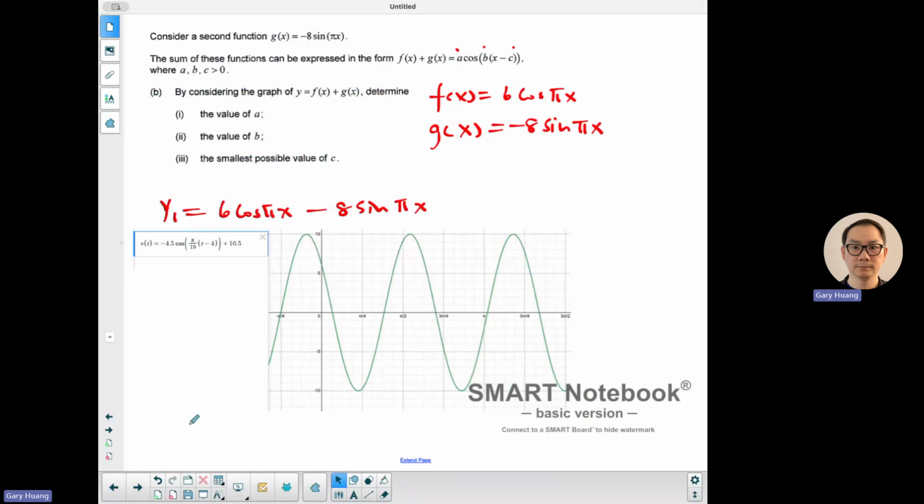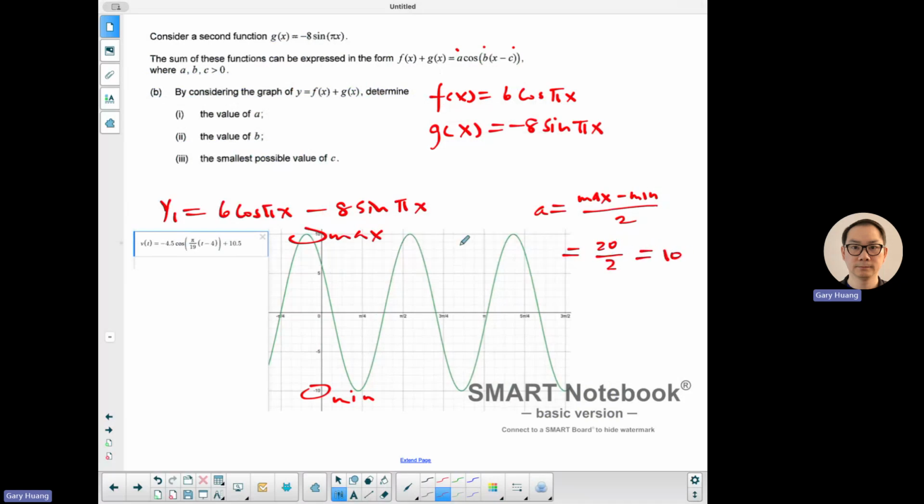By looking at the maximum and the minimum value, you should be able to do that on your graphing calculator. The maximum is equal to 10, and the minimum is equal to -10. So the a value is equal to max minus min divided by 2, or in this case, it's pretty obvious that the amplitude is equal to 10. You go up by 10, you go down by 10. So 10 minus -10 is 20, divided by 2, which is also 10. That's the a value.